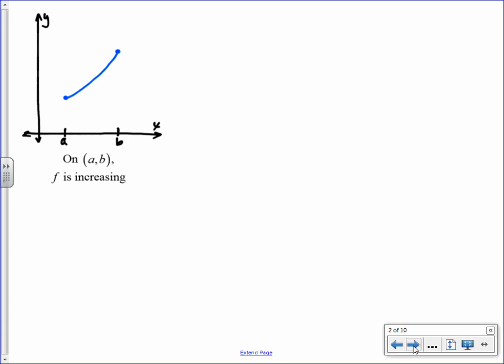If our function is increasing, then our derivative is positive. We talked about that before. Okay, all of these tangent lines have positive slope. So if our function is increasing, our derivative is positive.